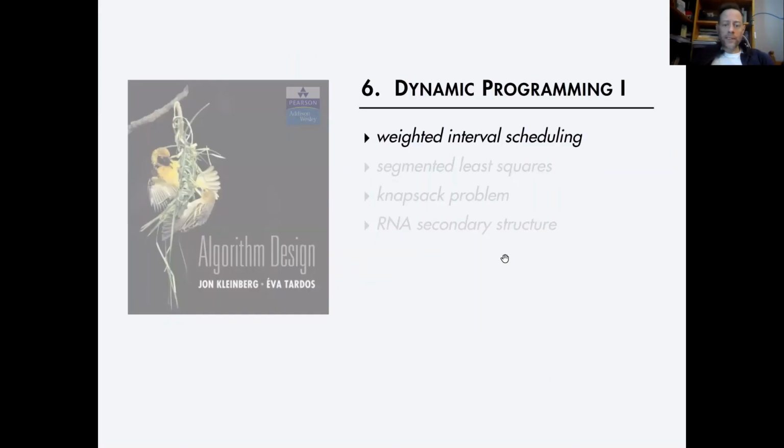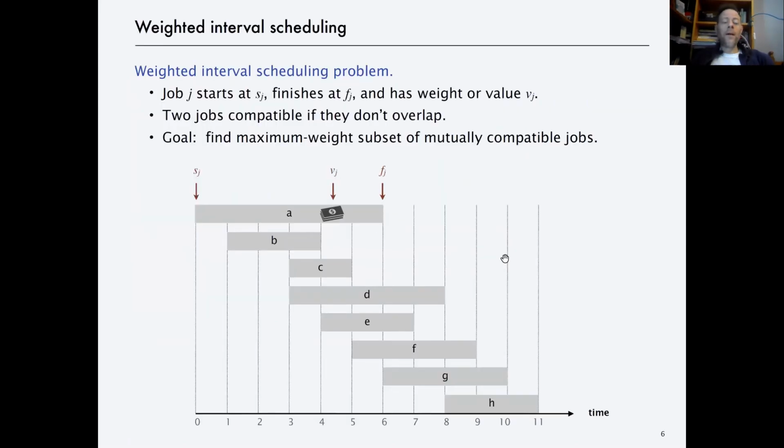So what I want to do now is to go through a particular type of problem, namely the weighted interval scheduling problem. So in this problem, we have j jobs that start at different time points and finish at different time points. And each job has a weight or a value v. And two jobs are compatible if they don't overlap. So we basically have one machine that can do these things. So now we have to find the maximum weight subset of mutually compatible jobs. So what are the jobs that we could accept in order to maximize the total weight or value that we get?